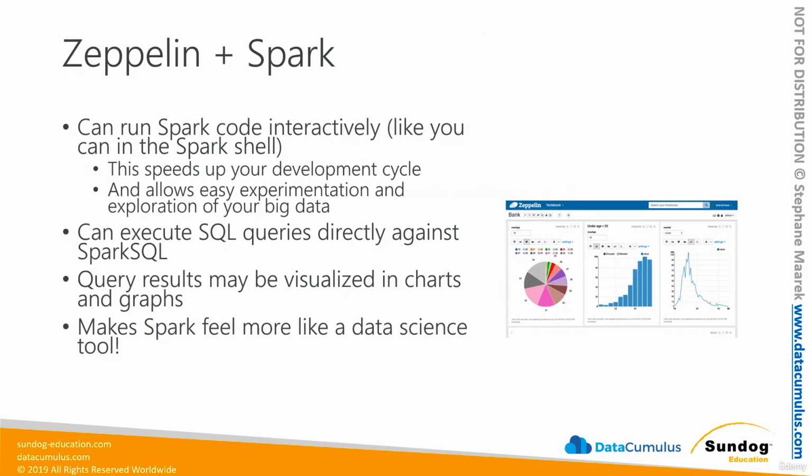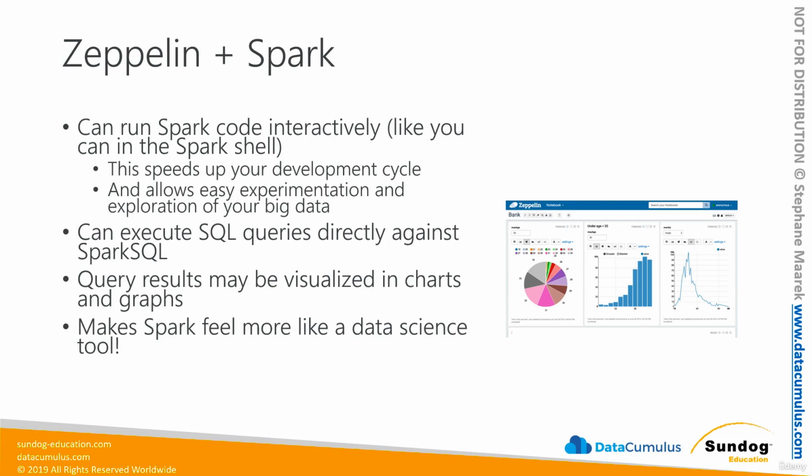Personally, I've usually used it in the context of Apache Spark, and the power of Zeppelin is that it allows you to run Spark code interactively, just like you could within a Spark shell. So you can write a notebook on Zeppelin where you just type in some interactive Python code, and it will go off and do that for you across your cluster. This is useful for really speeding up your development cycle because it's a good way of iteratively trying new things with Apache Spark and seeing the results right away. It allows easy experimentation and exploration of your big data.